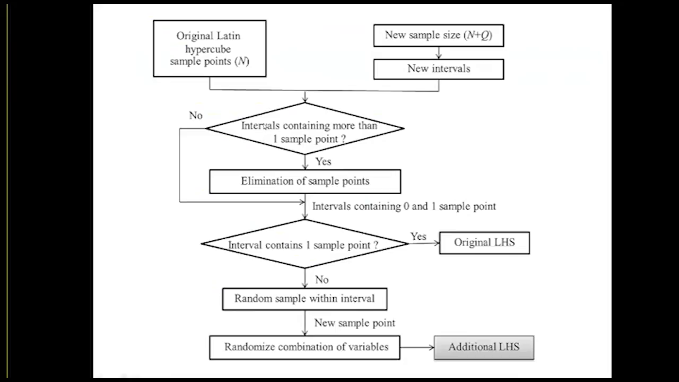We check within each interval whether or not it's containing more than one sample point. If so, eliminate the sample points that are the most overlapping. Then check again. And if every interval contains one sample point, then we're good. If the interval does not have a sample point, then we randomly sample within the interval to get a new point, and then randomly combine again, and we're left with a new Latin Hypercube design at the end.